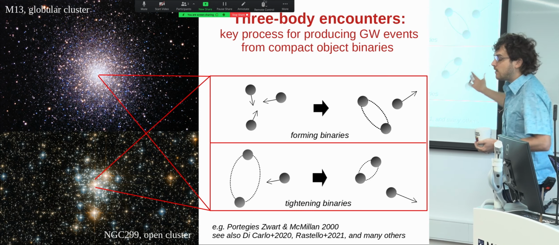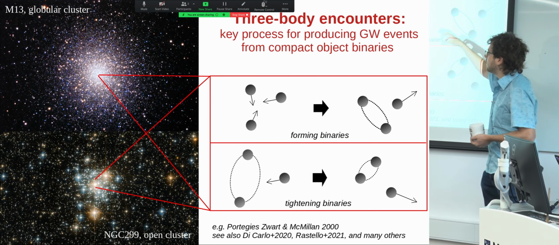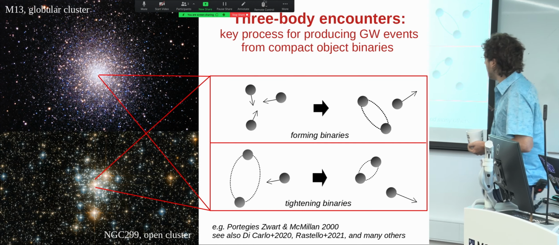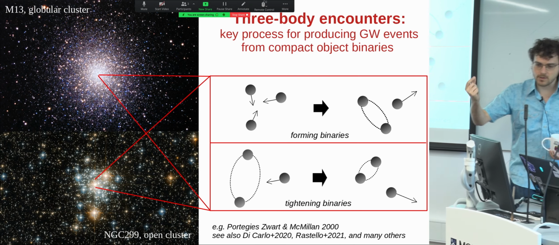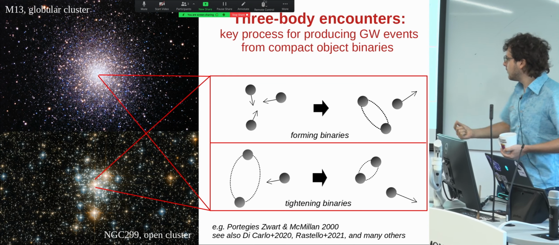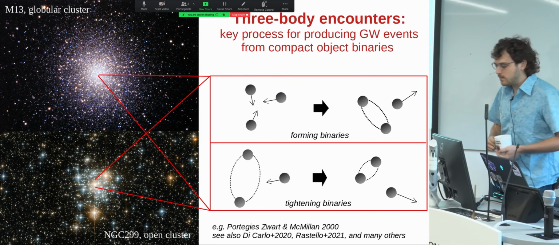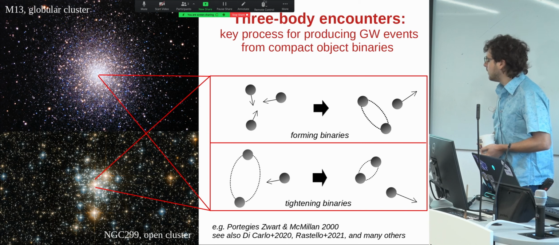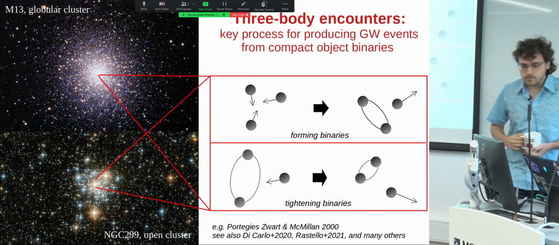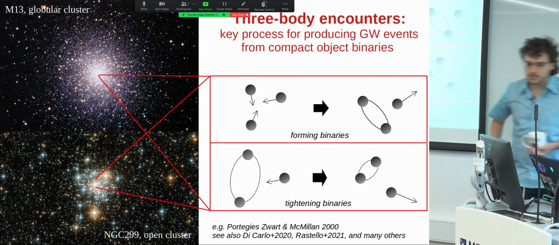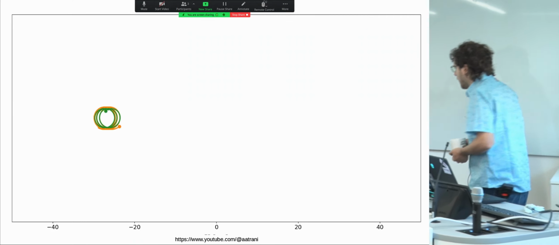If you don't have any binaries at the beginning, you can form new binaries from the casual encounter of three stars. Or if you already have a binary, you can tighten it up and make the separation of the two components shorter and shorter until, if they're stars, they might merge. You can have exotic phenomena like blue stragglers, or you can have gravitational wave transients. If the two black holes are close enough, they are going to merge. Yeah, gravitational wave radiation.